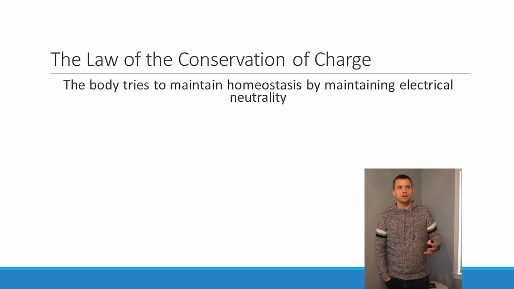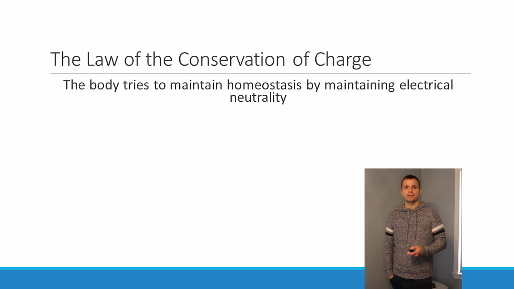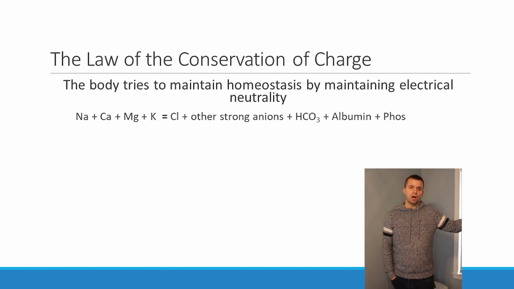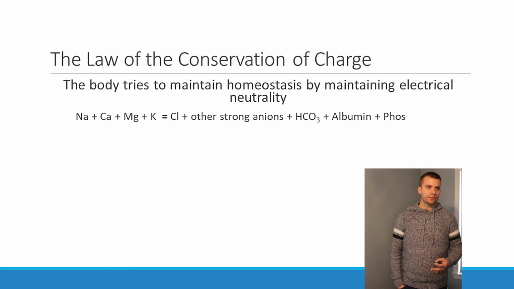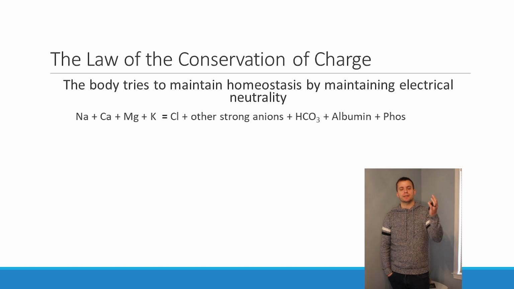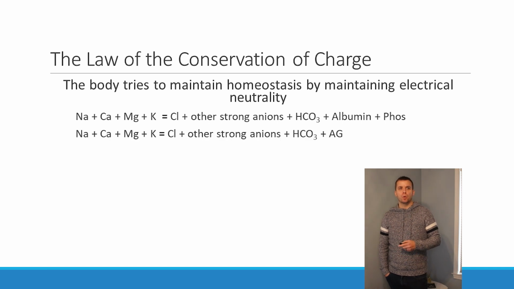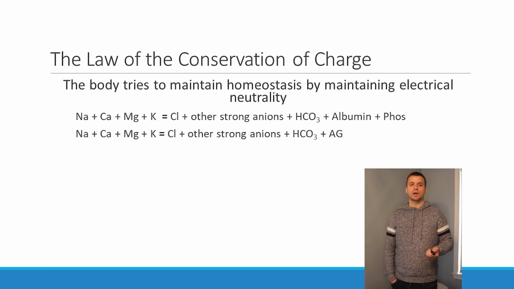So, the law of conservation of charge: the body tries to maintain homeostasis by maintaining electrical neutrality. So basically all the positives have to equal all the negatives. On the positive side, you have sodium and calcium and magnesium and potassium. And on the negative side, you have chloride, all the other strong anions, bicarb, albumin, and phos. We've learned from all this that your albumin and your phos is your anion gap.